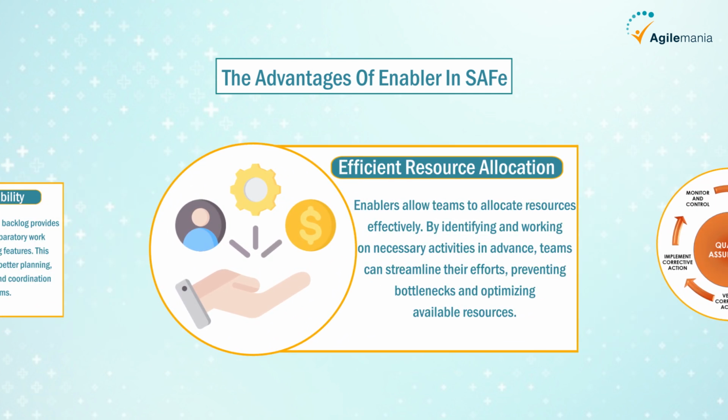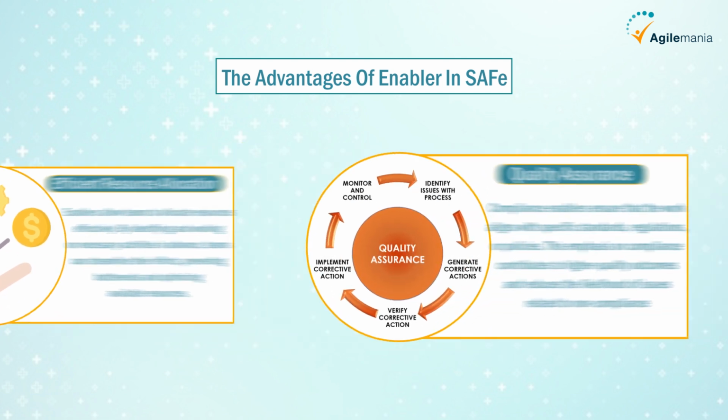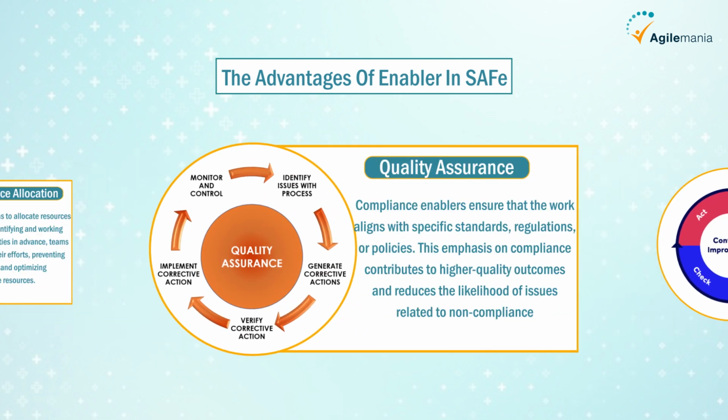Next, efficient resource allocation. Enablers allow teams to allocate resources effectively. By identifying and working on necessary activities in advance, teams can streamline their efforts, preventing bottlenecks and optimizing available resources. Next, quality assurance. Compliance enablers ensure that the work aligns with specific standards, regulations, or policies. This emphasis on compliance contributes to higher quality outcomes and reduces the likelihood of issues related to non-compliance.